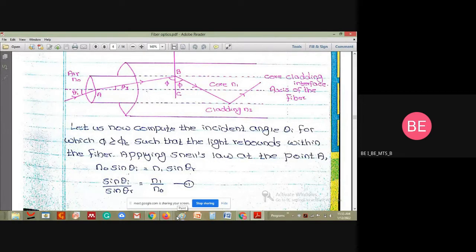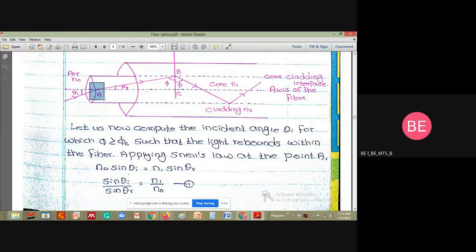So let us try to compute the incident angle for which this phi is greater than phi c. You already know the relation between theta I and phi. If you change the value of theta I, the value of phi will change, right? So let us try to compute what value of theta I is needed to make this phi stay above phi c, right? So let us apply Snell's law at the point A. This is your point A, right?